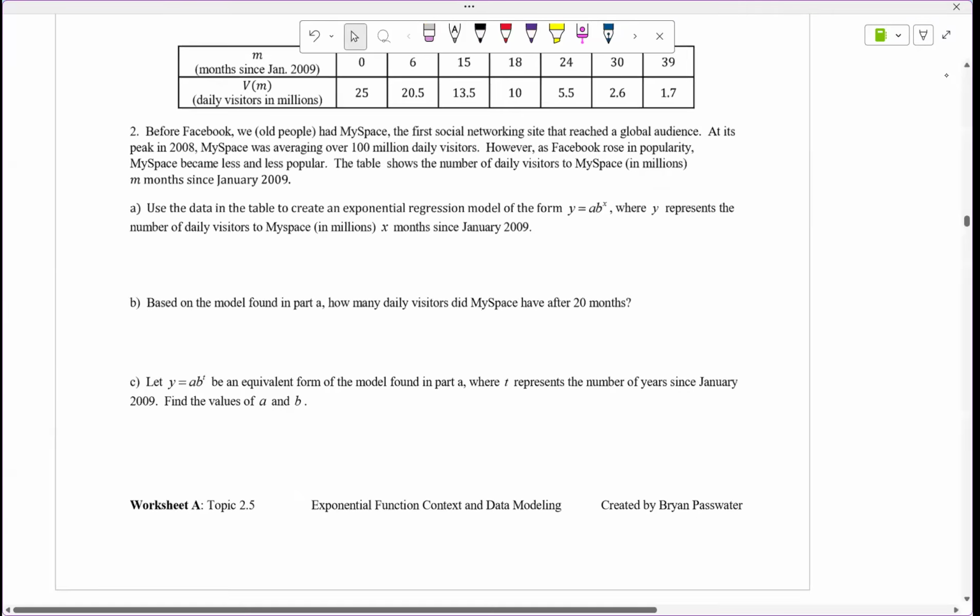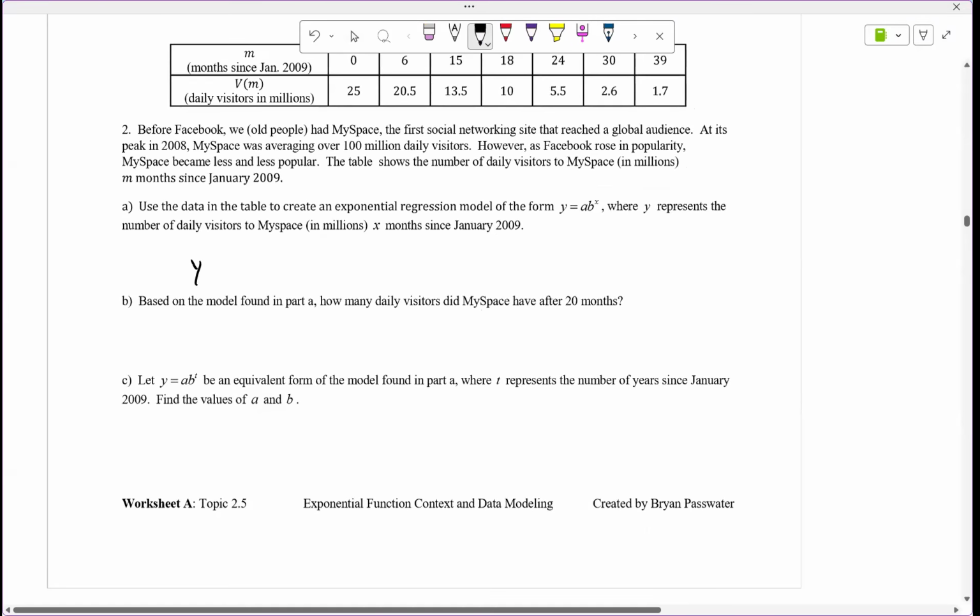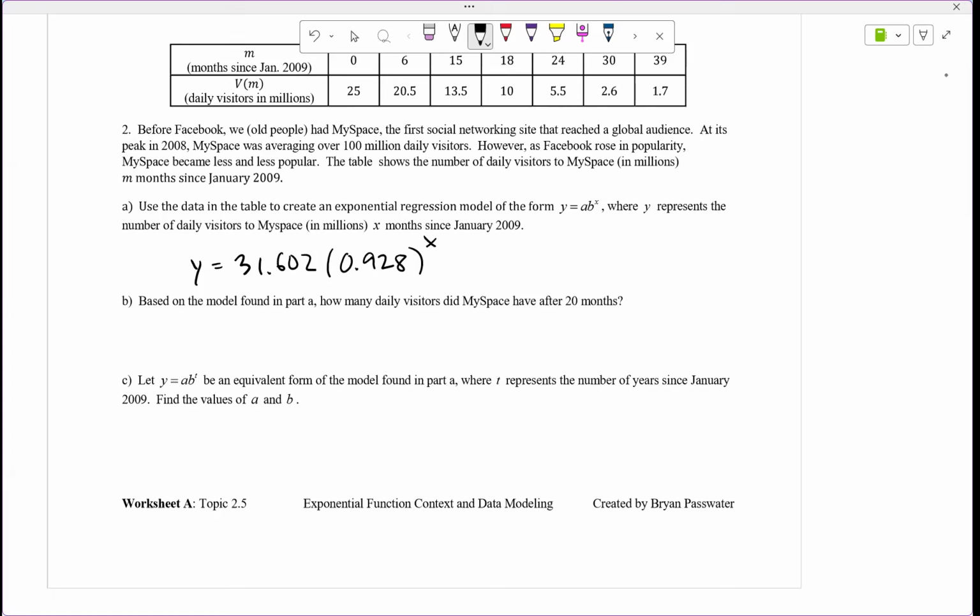Okay, so I'm not going to go over that. But what do you get? Y equals 31.602 times 0.928 to the power of x, which tells us, and we can see here that the attendance on MySpace is decreasing. It's decreasing and decreasing quickly.